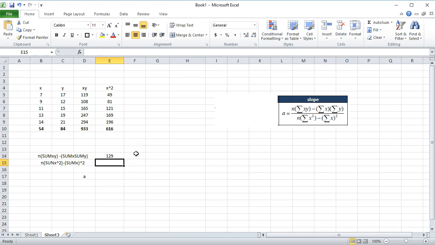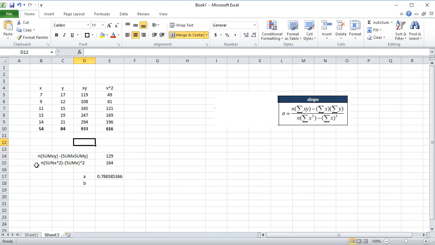Then our denominator here is going to equal, so I'll put a bracket here. You don't have to start with one, but 5 times the sum of x squared, which is like that, minus, I'm going to put a bracket again, the sum of x, squared. Then to get our a value, we're just going to divide the numerator by the denominator, and voila, we get 0.7865.